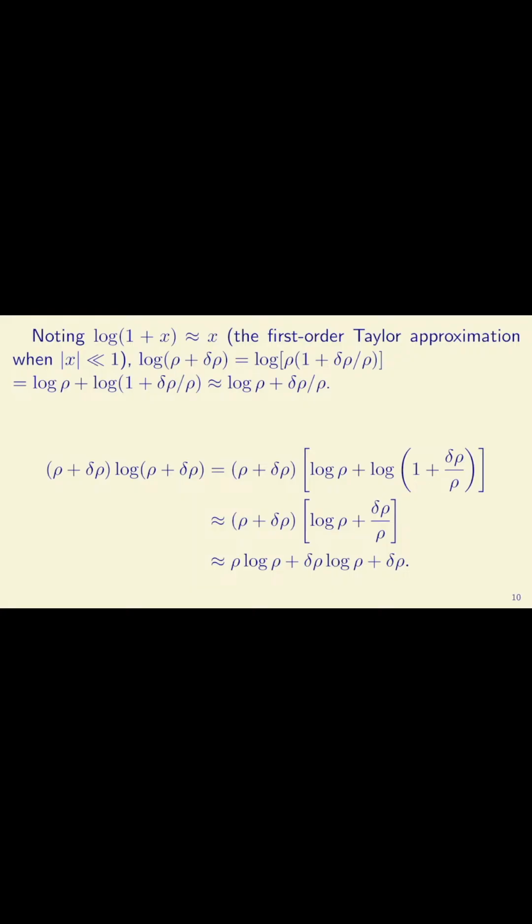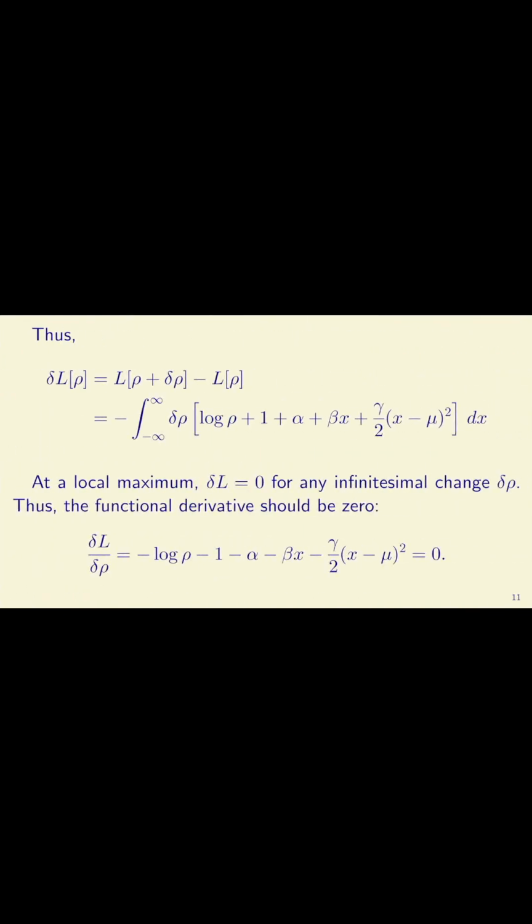Substituting this back, we get this. Expanding this, we get this expression. Ignoring terms of order delta rho squared or higher, this simplifies to this. So rho log rho plus delta rho times log rho. So, the change in the entropy term is approximately this.